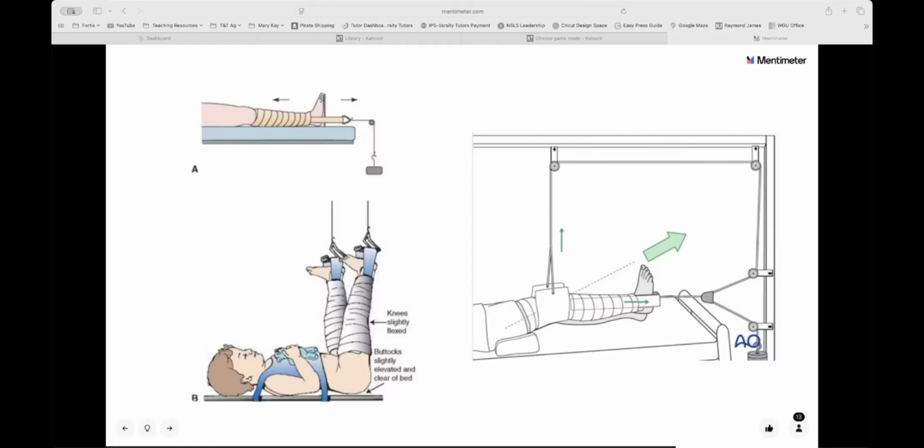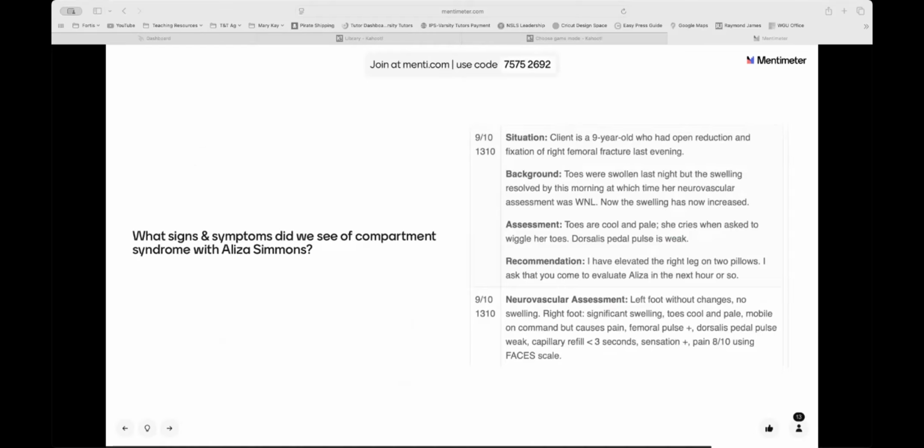One of the complications that we see with a fracture or a patient in traction is compartment syndrome. And if you remember, we looked at compartment syndrome when we did our CJ Sim with Eliza Simmons. So her assessment is over here on the right as a little refresher. What are some of those signs of compartment syndrome that we saw?